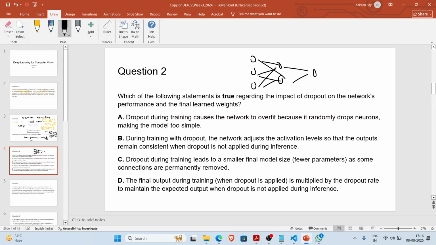So what happens is, suppose you remove this node. In the next iteration you remove this node, and in the next iteration you remove another node. So the data is getting trained on different networks, and then finally during test time you are combining the networks. So that is what you're doing. It is like model averaging.